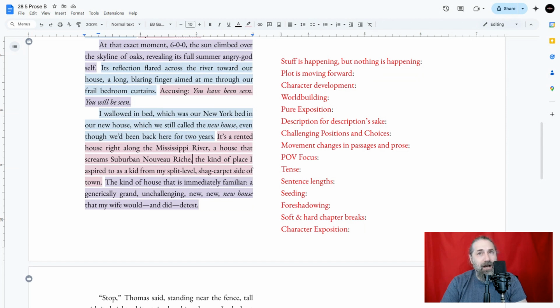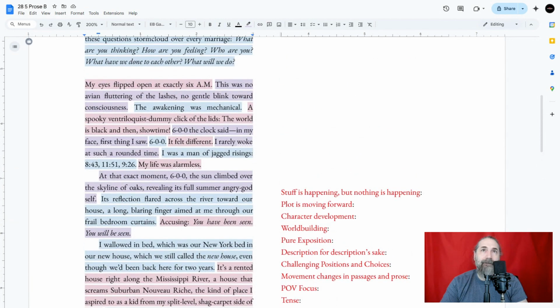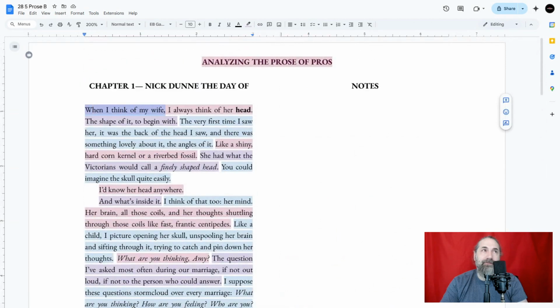Now, comma, what about that style is important? Well, it's the kind of place I aspired to as a kid, all this other crap, right? The kind of house, now he's going to define the house one last time, the kind of house that is immediately familiar. And then why is it immediately familiar? Because it's generically grand, unchallenging, new house that my wife would and did detest. Which, by the way, brings us back to when I think of my wife.